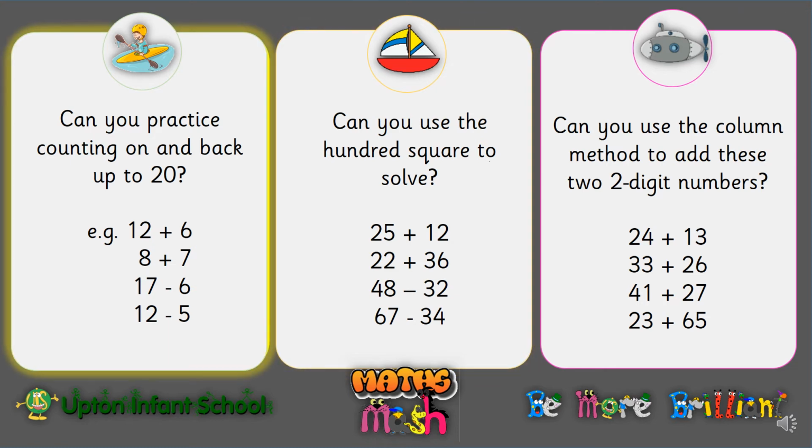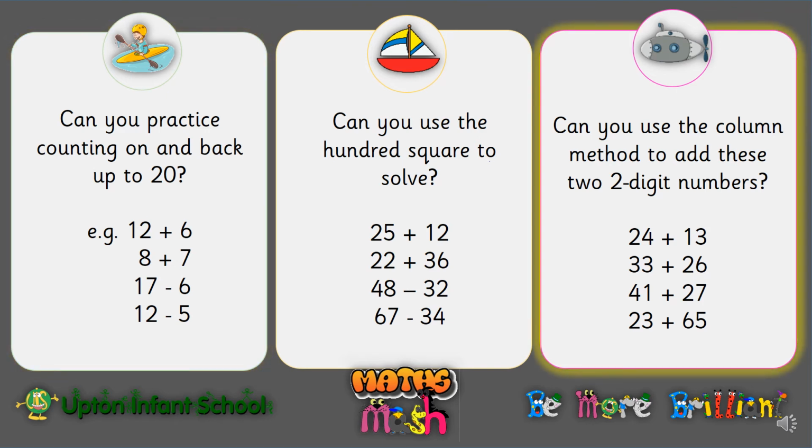Some children might like to try adding and taking away numbers up to 20 by using a number line if you have one, or you could draw a number line on a piece of paper with numbers up to 20. Some children might like to attempt using the column method to add these 2-digit numbers as we demonstrated in the video.